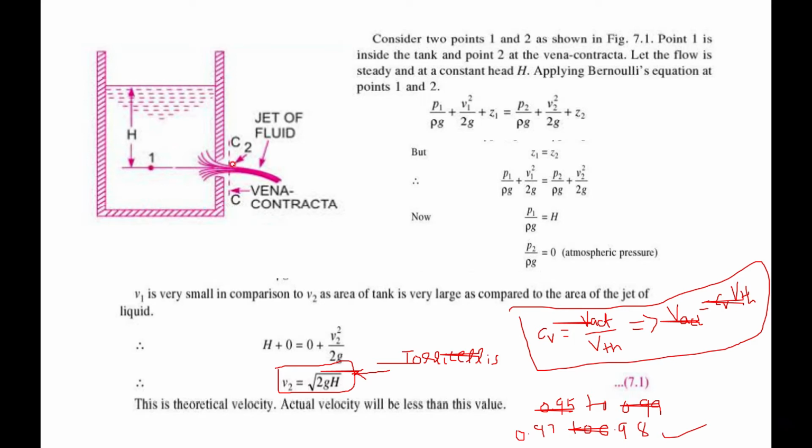Further, at the position of vena contracta, the cross-sectional area of the jet, AC, is related to the orifice area. If you relate the area at vena contracta to the area of the orifice, then we get one more coefficient, called the coefficient of contraction. That we'll discuss again in the next part. I hope you understood the derivation here. This is the theoretical velocity equation. So let us move to the next one.